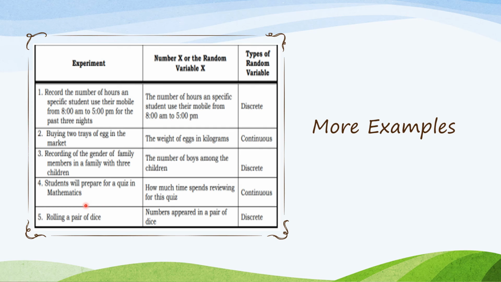Number 4, students will prepare for a quiz in mathematics. Here, we are just referring to time. So, time can be not exactly a definite or a finite number. So, we can consider this as continuous. Number 5, rolling a pair of dice, which results in the number appearing on the pair of dice. So, we can count it as a discrete.